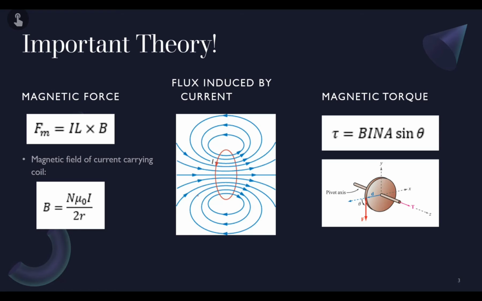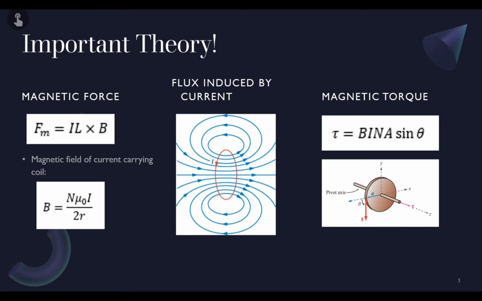So this is the magnetic flux that's induced by this current, and the magnetic field due to this flux is given by this equation. This equation states that the magnetic field due to a coil of wire is equal to the number of turns in the coil times the permeability of free space times the current flowing through the wire over 2 times the radius of the coil.